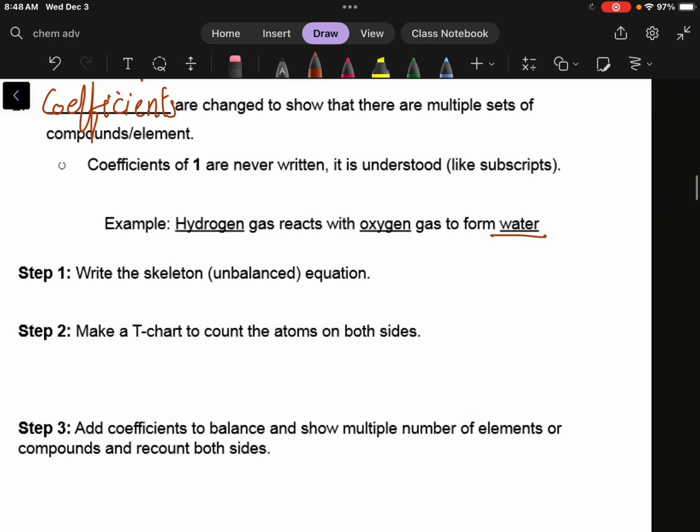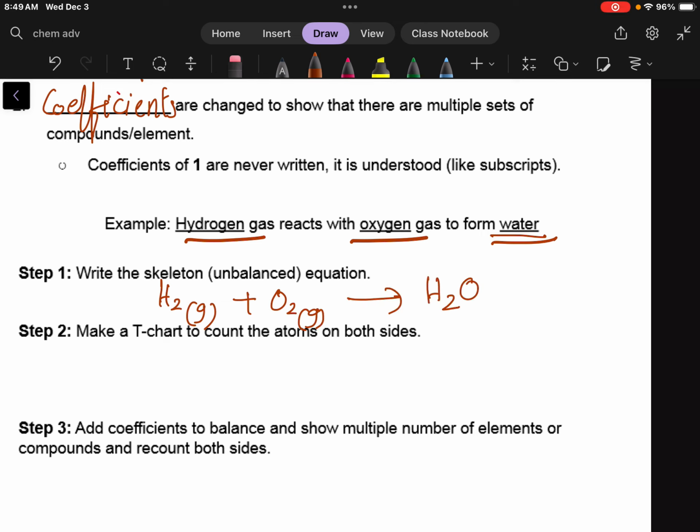Now let's practice the next one. It says hydrogen gas reacts with oxygen gas to form water. So hydrogen gas, how will you write hydrogen? H2. And it says gas, plus oxygen gas and form water. What is the state of water? Liquid. So you can write L.